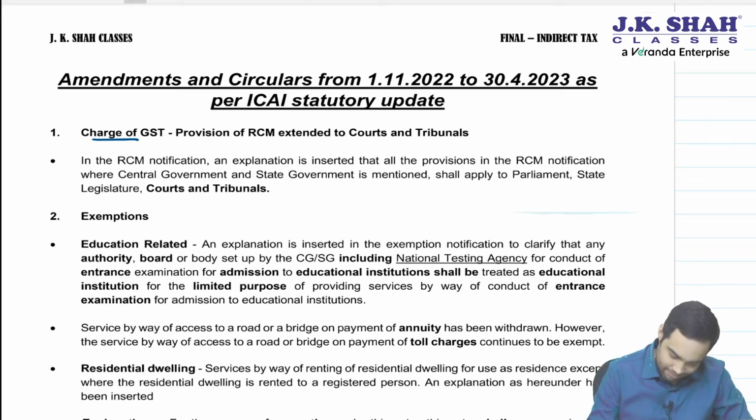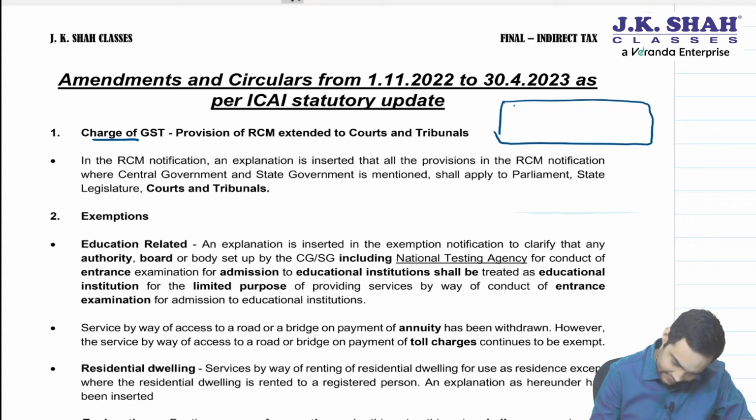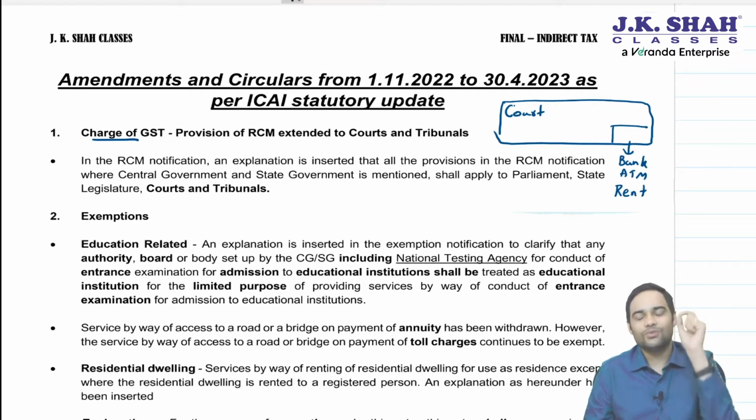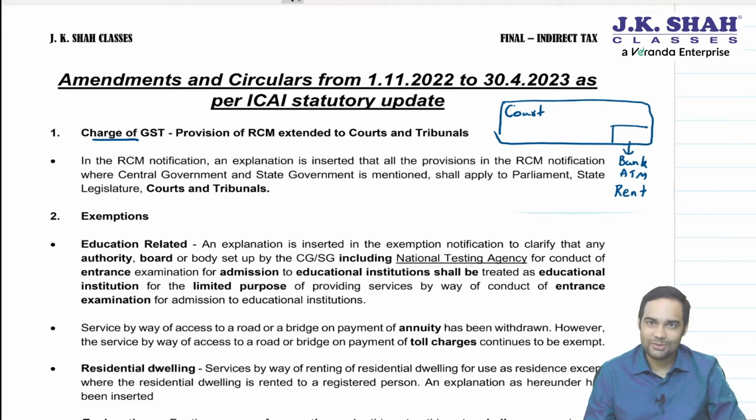Let me give you an example. Say suppose this is a court premise. Now, in this court premise, there is a bank ATM. Now, this bank is going to pay rent to the court. Now, the question which arises is, who is going to pay GST on this rental income which the court is generating? Say suppose this was a government premise, then government to registered person, the registered person will be responsible to pay the tax.